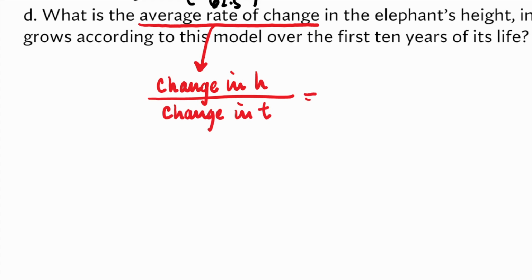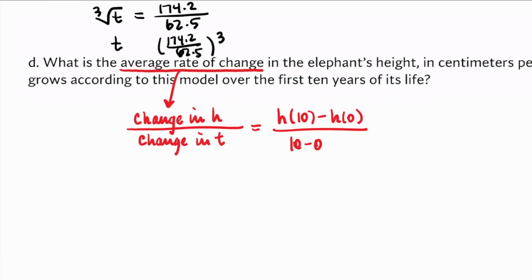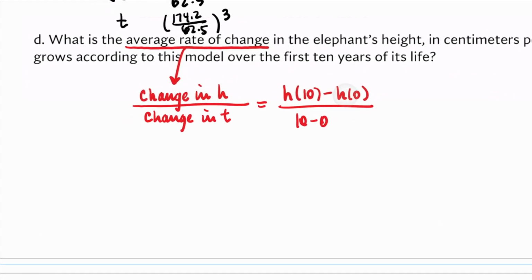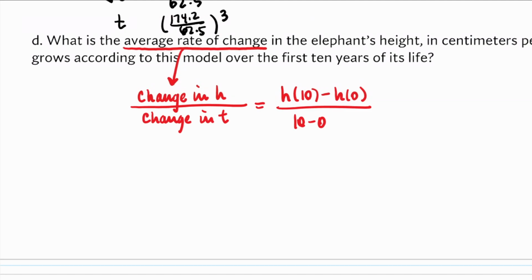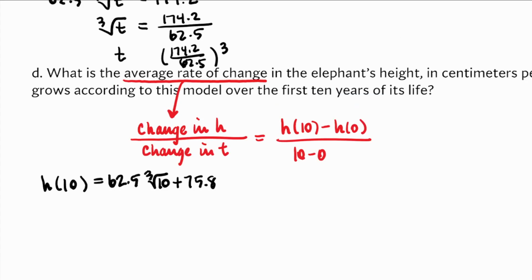Okay, so this is going to be, first 10 years of its life, so h of 10 minus h of 0 divided by 10 minus 0. Unfortunately, I think this is maybe assuming that whoever was working this homework had access to a calculator, and I don't really assume that in this class, so it'll be all right. h of 10 is going to be equal to 62.5 cube root of 10 plus 75.8. h of 0, we already found that. That was the height at birth, 75.8.